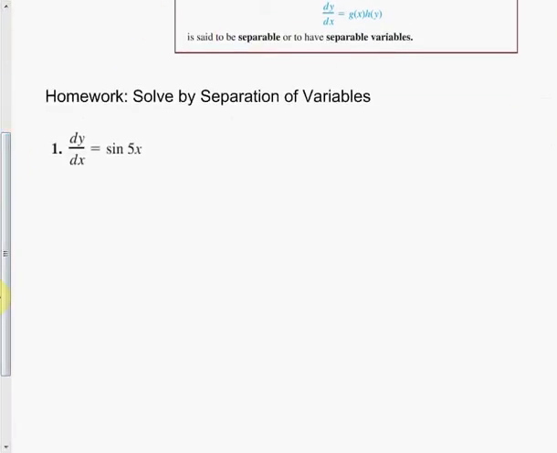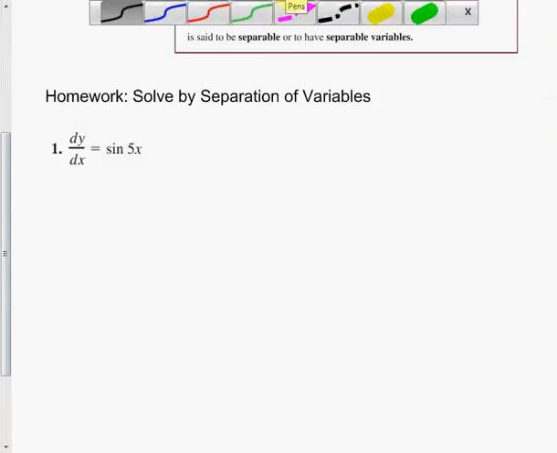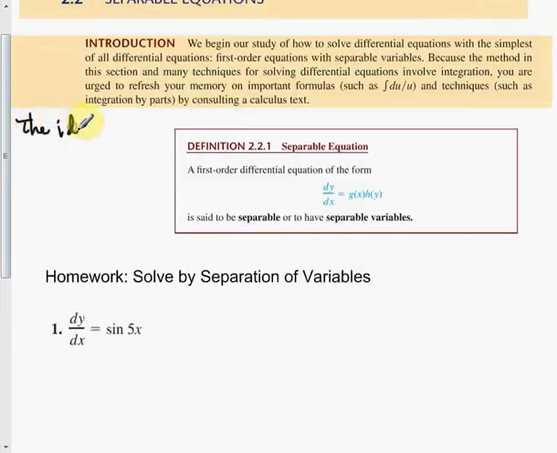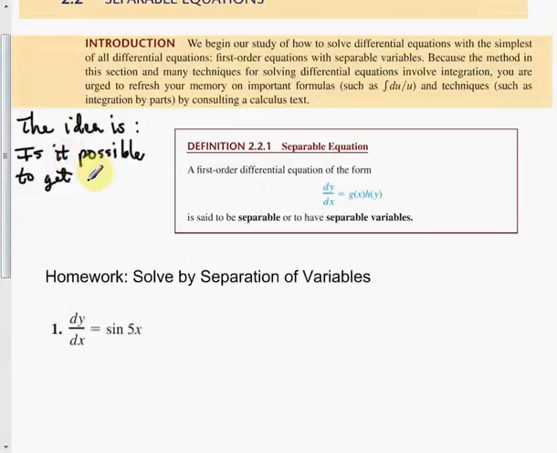Solve by separating the variables. Note here, the idea is, is it possible to get like terms separate and together? If so, then we can use this method.